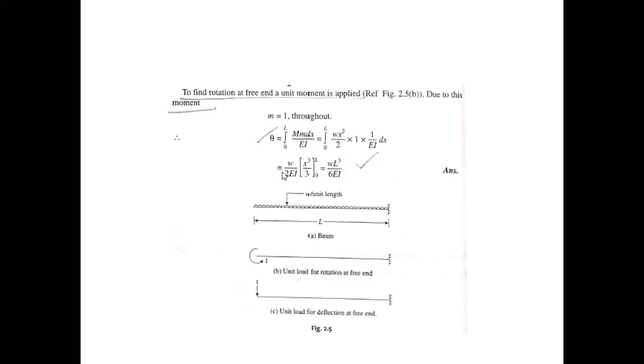This will be integrated to get the value of W upon 2 EI, x cube upon 3, limit 0 to L. And by solving this part, the value comes WL cube upon 6 EI. This is how we have calculated the rotation at the end.